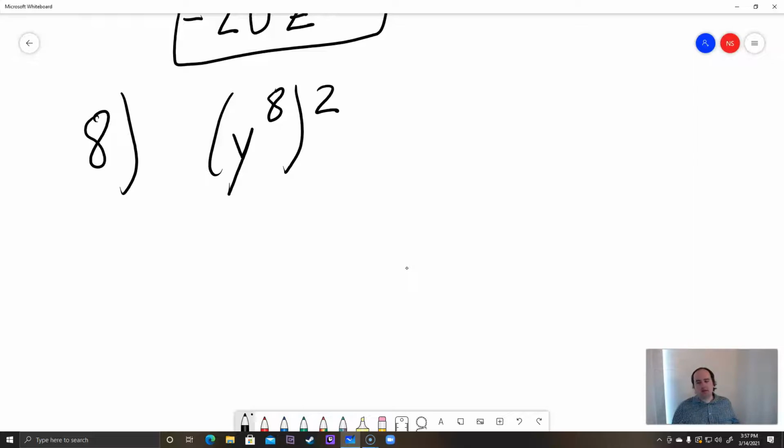So here you got to be careful. You do not add the exponents. You're not adding exponents because we're not multiplying two exponentials with the same base. We're doing something different here. We're raising one power to another power. So we're going to need a new rule here.